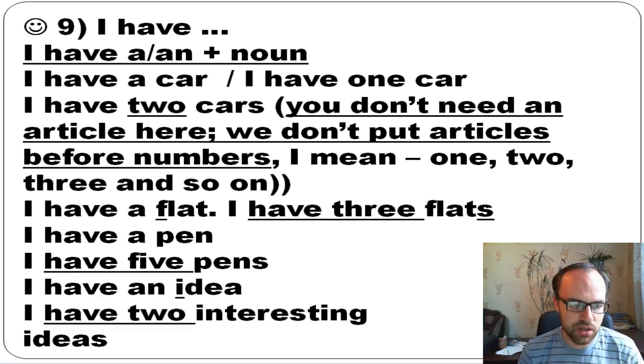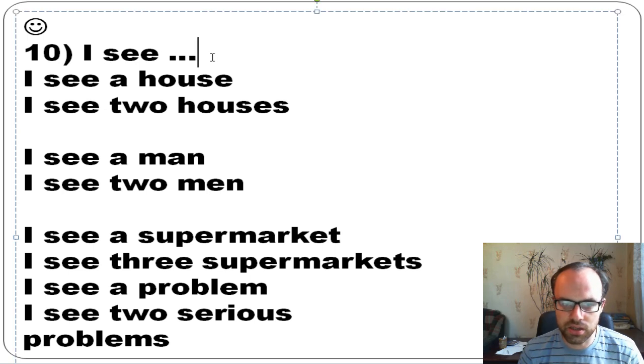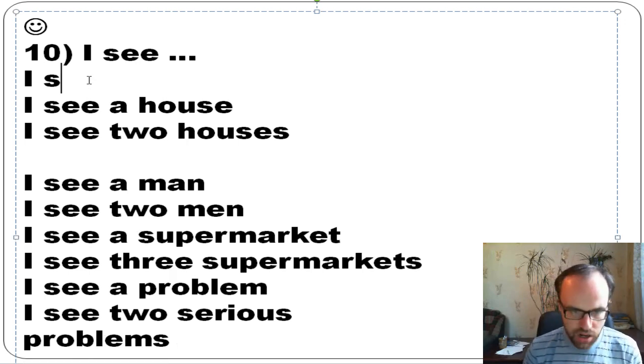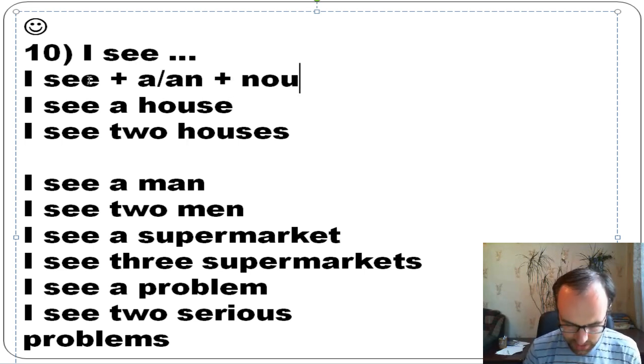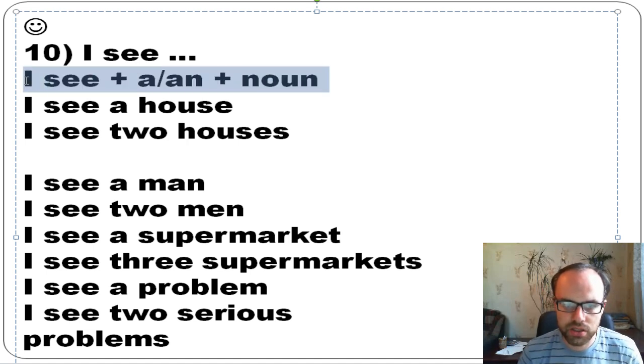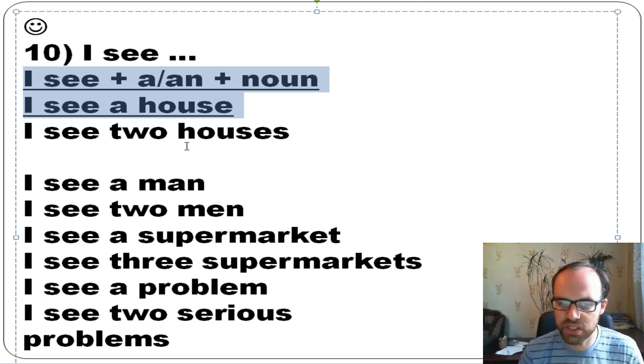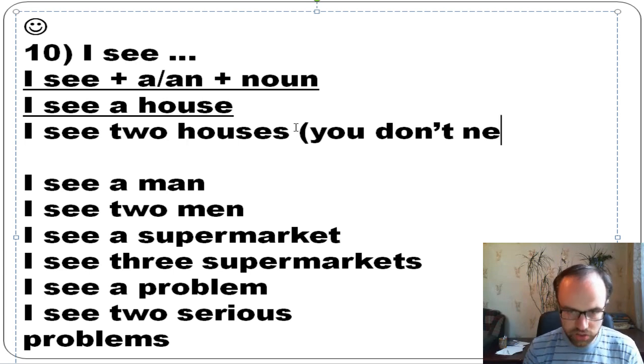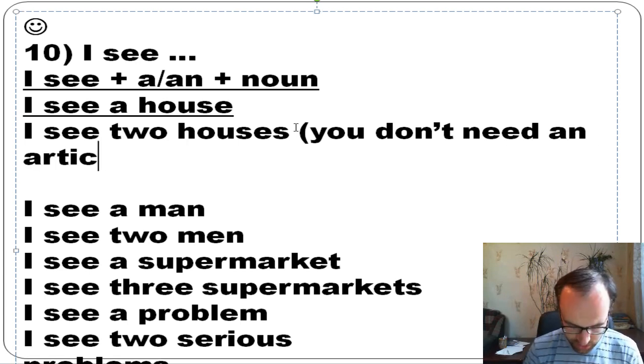Well, and let's remember the structure. I see. You know, we say I see plus a or an plus noun. Okay, so for example, I see a house. So if you have numbers 2, 3, 4, 5, 6, you don't need an article here. Please remember it.